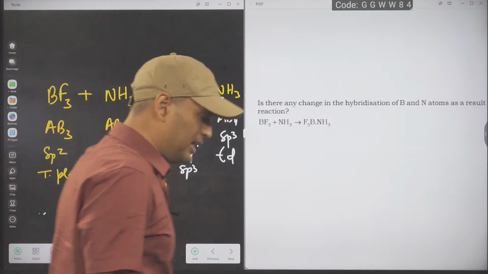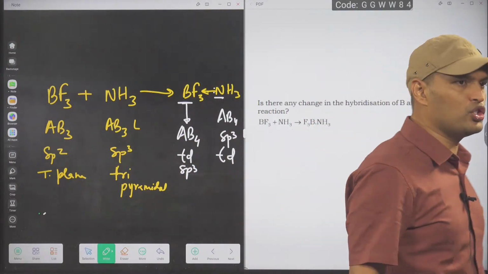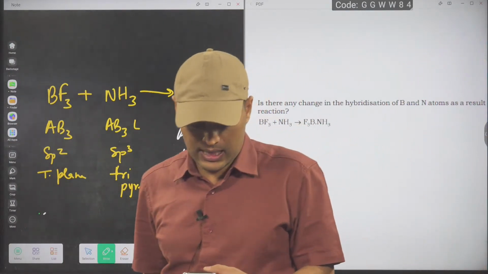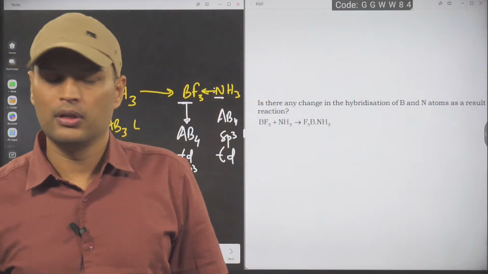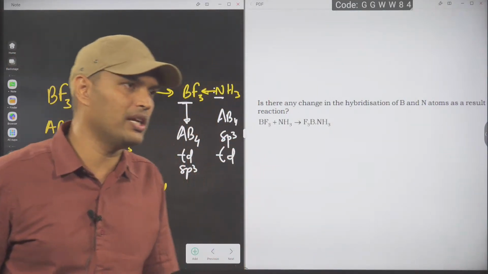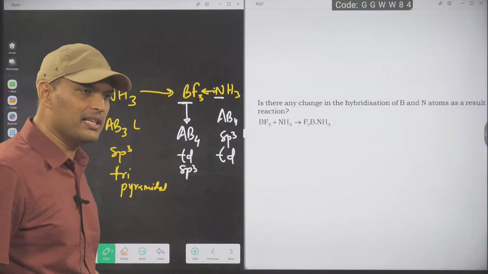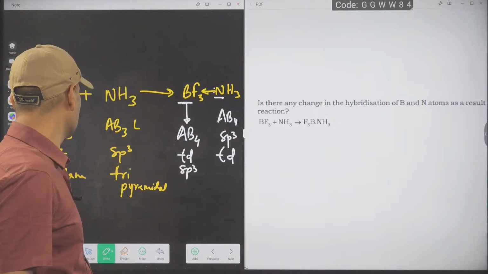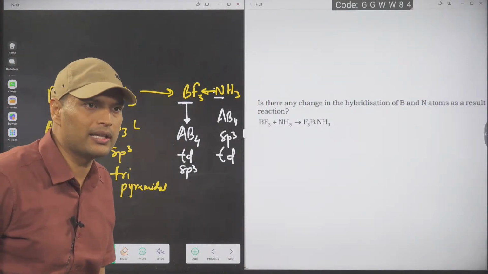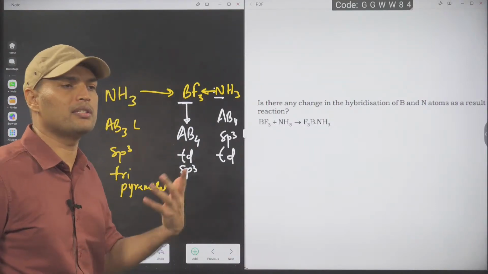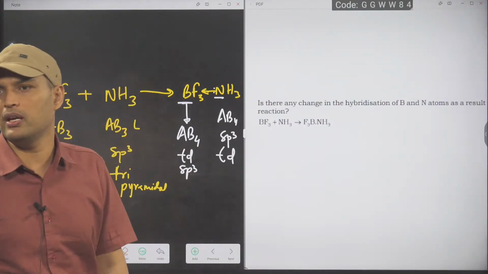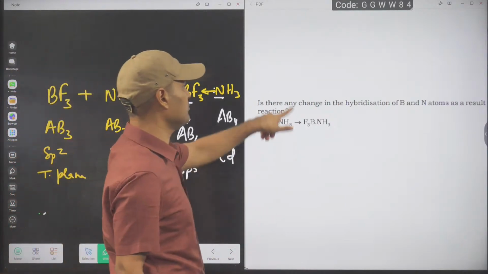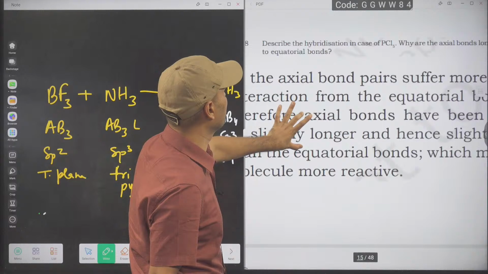So now you tell me, is hybridization of boron changed? Bolo. Is hybridization of boron changing? Yes. Is shape of boron changing? Yes. Dekh lo. But what about nitrogen? Nitrogen hybridization same, but shape is different. Clear with this? So this is the meaning.